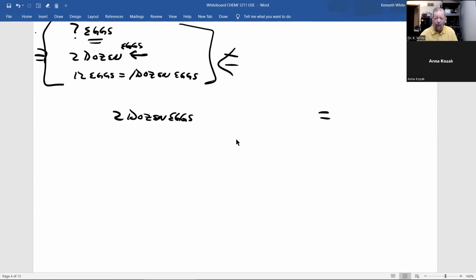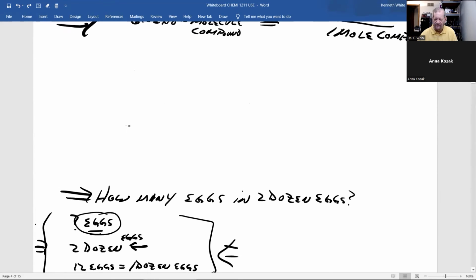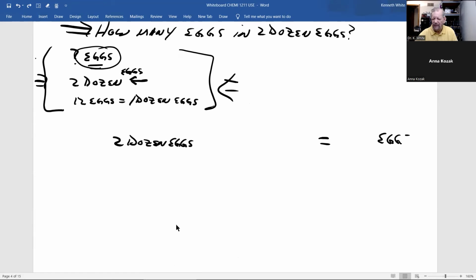And we want to get what units to our final answer should be. We want it in eggs. Now watch closely. Here's unit analysis and how it works. If there were a ratio, I can convert dozens of eggs to eggs. What would that ratio be?